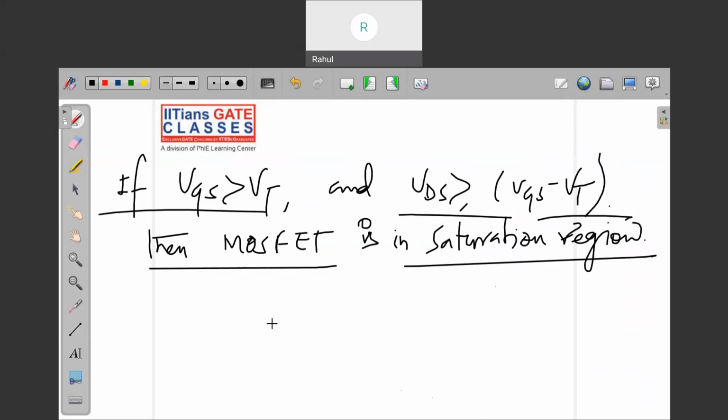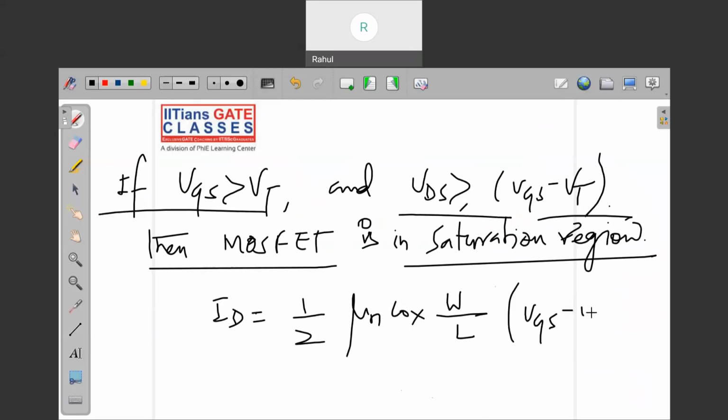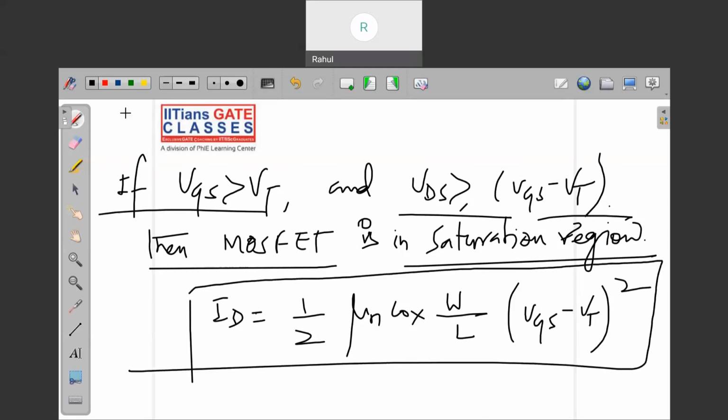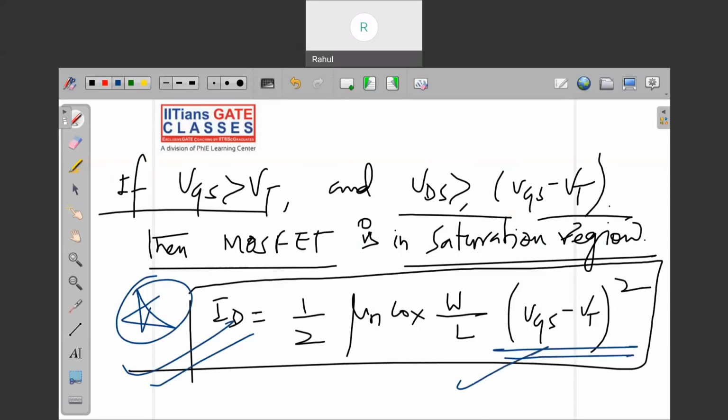and your current equation ID will be equal to half mu n Cox W by L, VGS minus VT whole square. This is a very important equation, right? You have to keep this in mind. ID equal to 1 by 2 mu n Cox W by L, VGS minus VT whole square. This equation is valid only in case of saturation region. These are very important concepts, right?